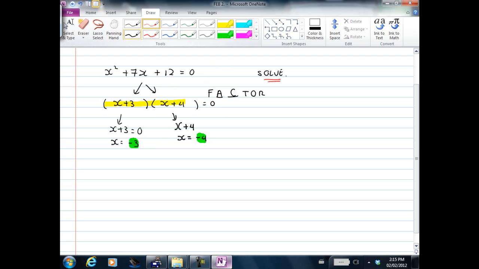I'm going to write a few things down. After you factor, try to set each bracket to 0 and solve for x. Once I factor, I'm going to set each bracket to 0 and solve for x. Because if one of these brackets is 0, my whole solution becomes 0. And that's what I'm looking for.